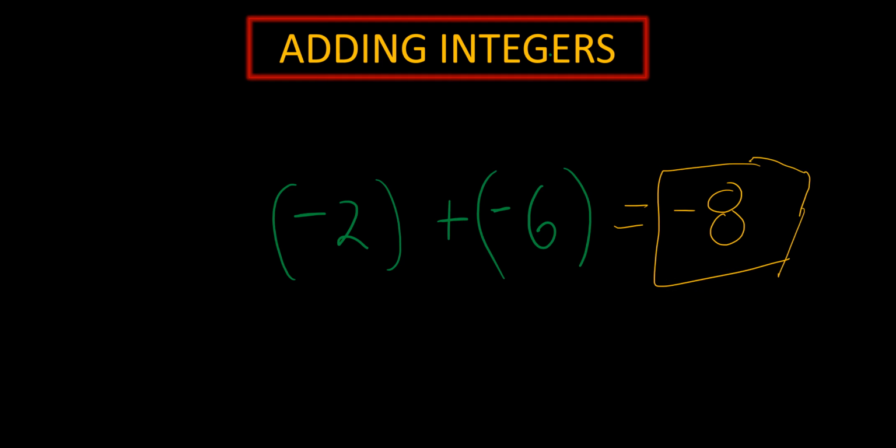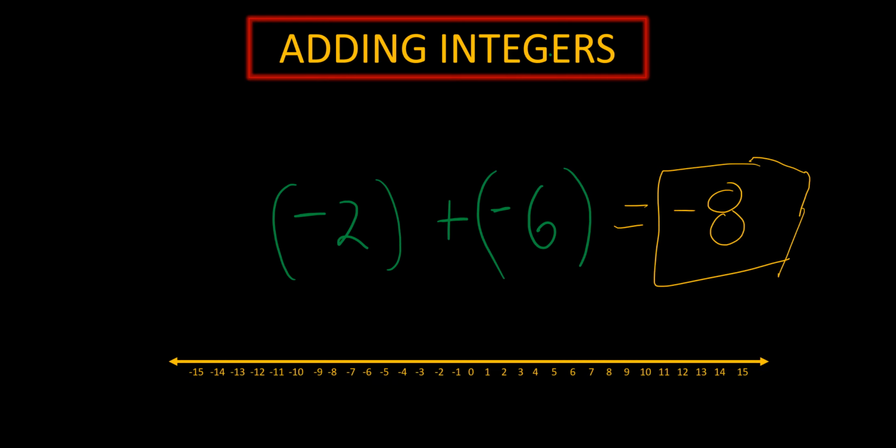Another way you could think about this concept is with a number line. So let's say we have -2 and we subtract 6 more. So we go 1, 2, 3, 4, 5, 6. We add -6, we end up at -8.